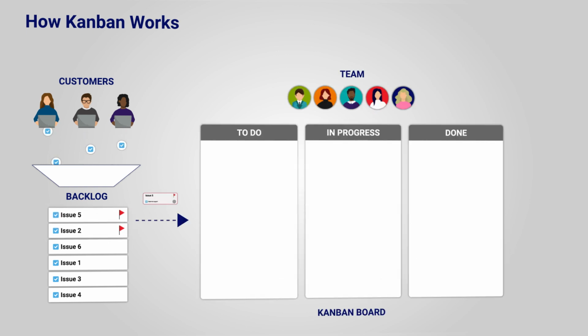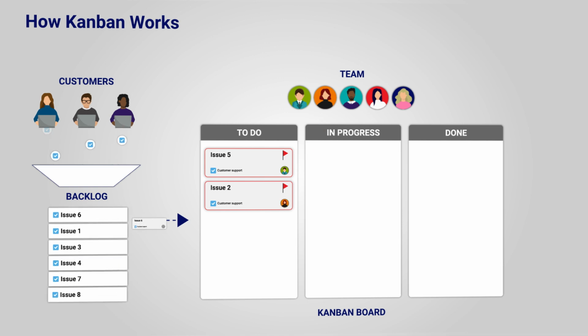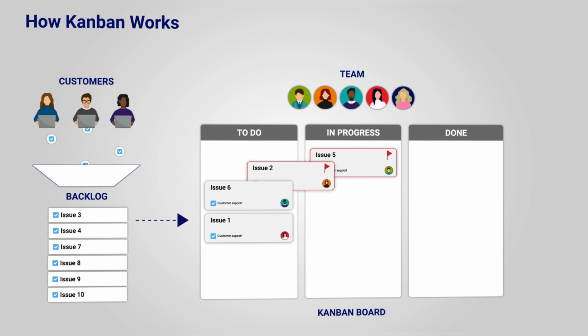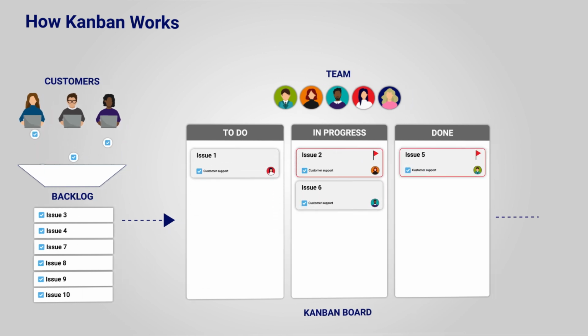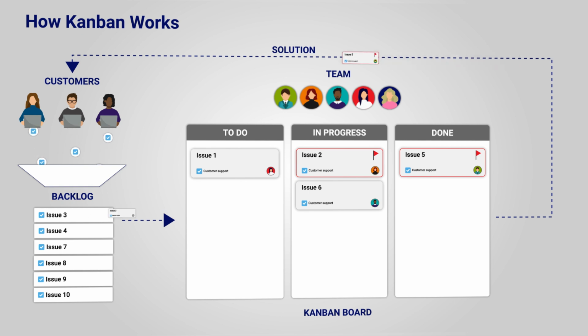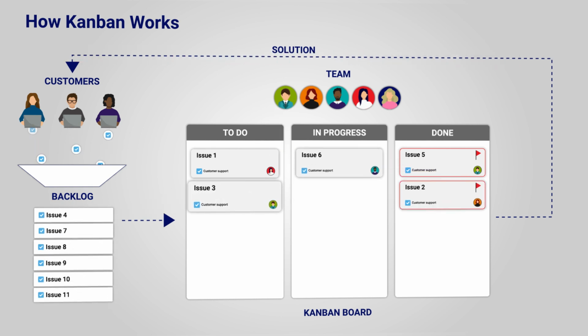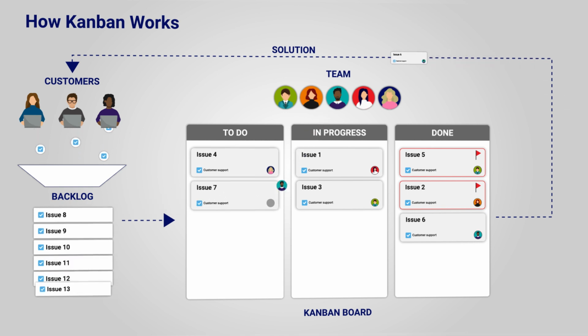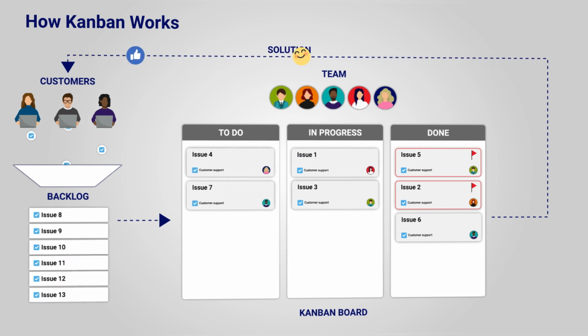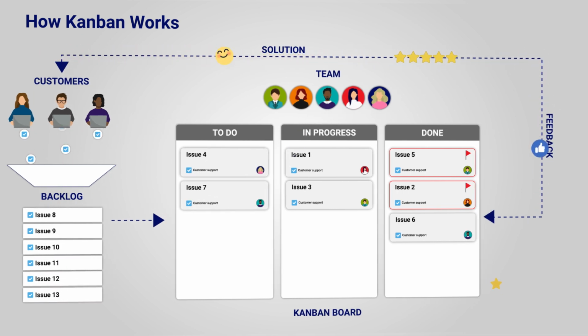From this backlog, the team members are picking up items and start working on them. Each item is represented on the team's board by a card that moves across the board columns as it progresses through the workflow. When an issue is resolved, the solution is delivered to the customer, and the next item is picked up from the backlog, creating a continuous flow. In the end, the customers provide feedback about how their request was handled, and the quality of the service, helping your team continuously improve.